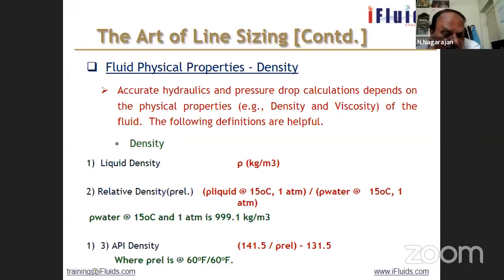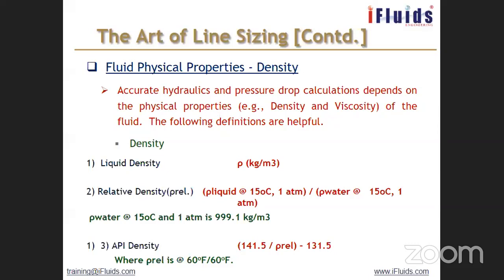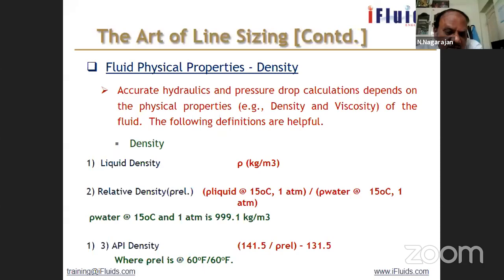Density doesn't have much bearing on pressure, but temperature definitely does. As the temperature increases, density will reduce. API density, as we have seen in one of the earlier presentations, is nothing but 141.5 divided by relative density, rho relative, minus 131.5. So the same thing here, relative density is the density of the particular process fluid at 60 degree Fahrenheit divided by water density at 60 degree Fahrenheit. And these are all the basic terms.